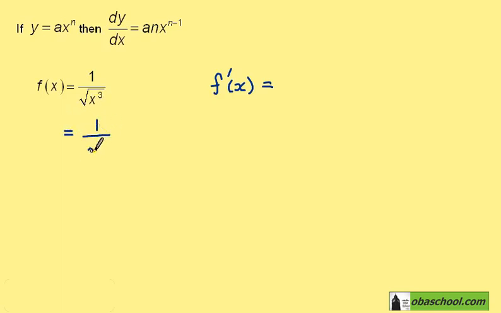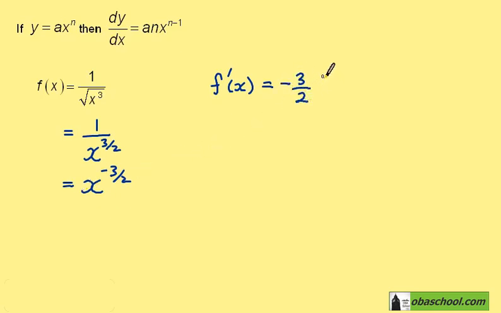We need to do a little bit of manipulation to get this in the right form. The square root of x cubed can be written as x to the 3 over 2, and then this as x to the minus 3 over 2. It's now in the right form, and we should know our indices well enough to do this.